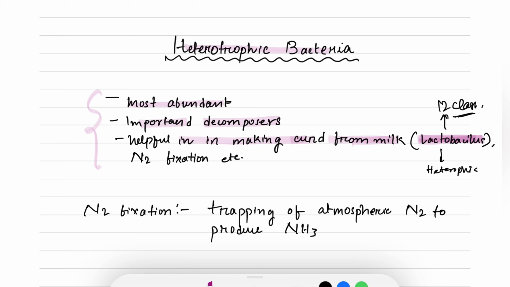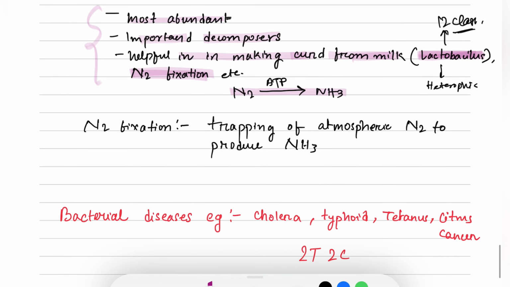As well, the heterotrophic bacteria also help in N2 fixation, means trapping of nitrogen from the atmosphere and converting it into ammonia, utilizing energy in the form of ATP. So these heterotrophic bacteria also perform this reaction that is called N2 fixation. N2 fixation is trapping of atmospheric nitrogen to produce ammonia.